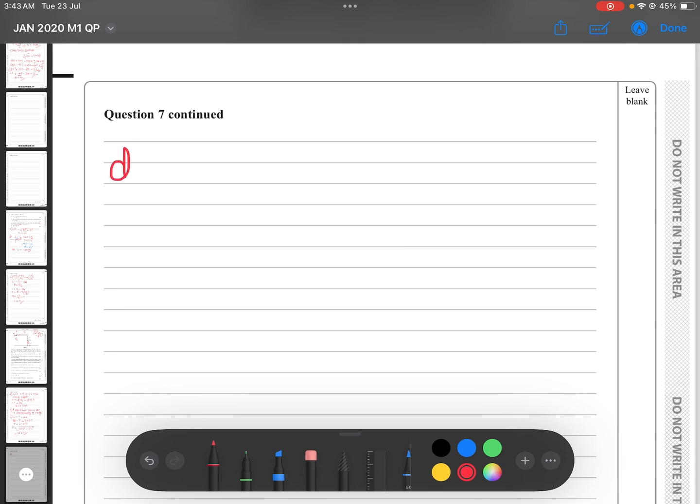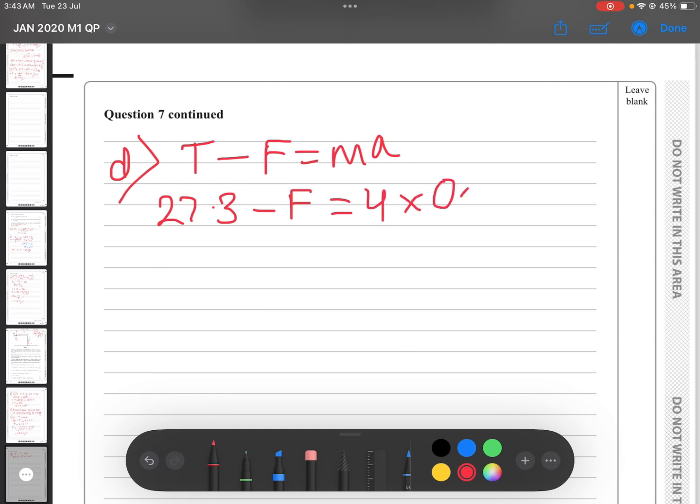Part D. So for A, tension minus friction is equal to MA. The tension we found was equal to 27.3 and the friction is unknown. We know the mass of ball A is 4 and the acceleration with which it traveled was 0.7. So simplifying this, friction is equal to 24.5 Newton.